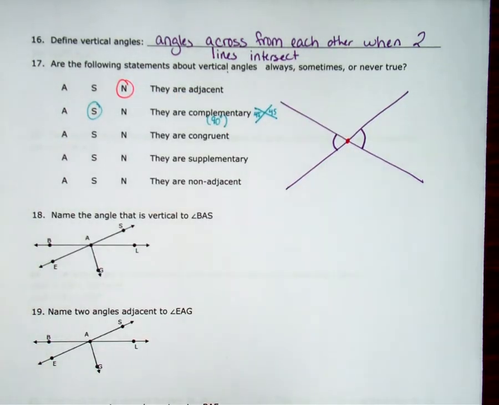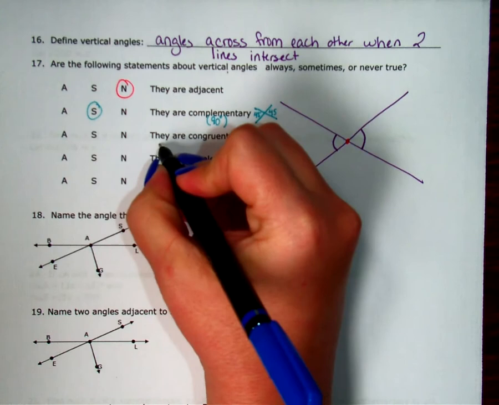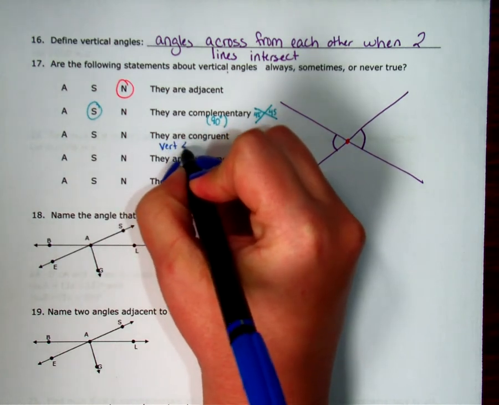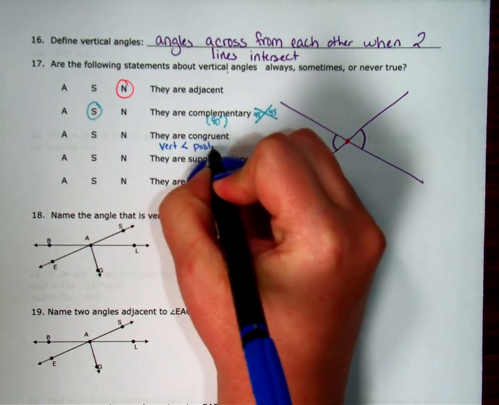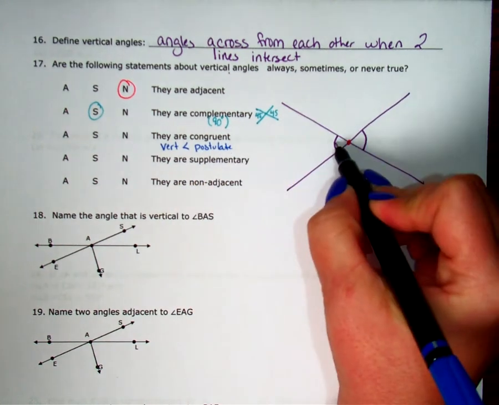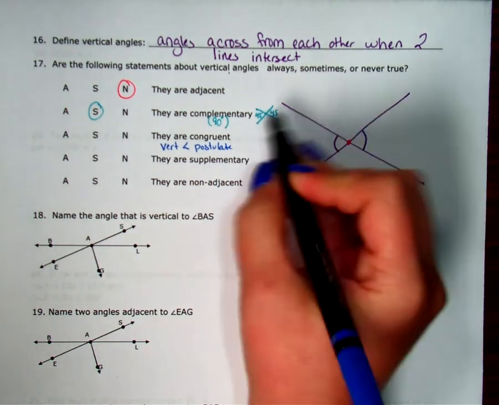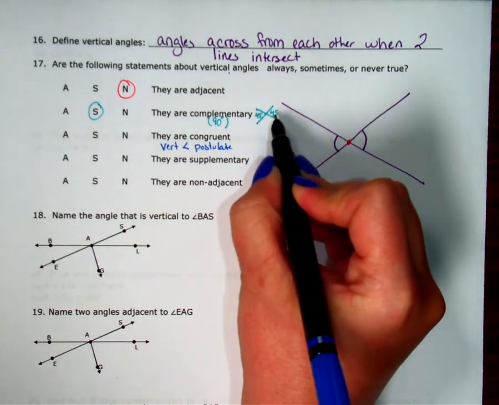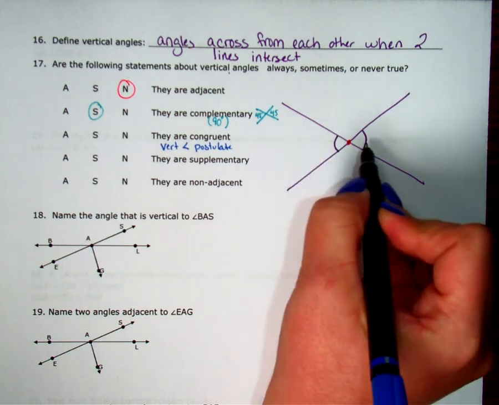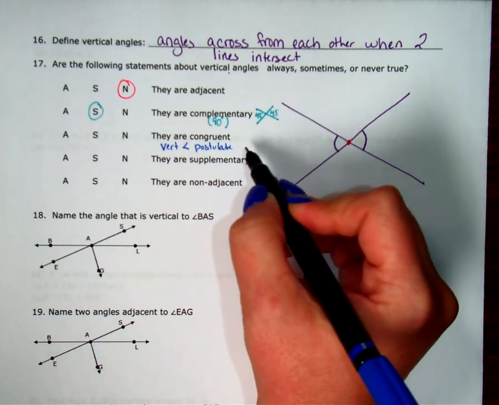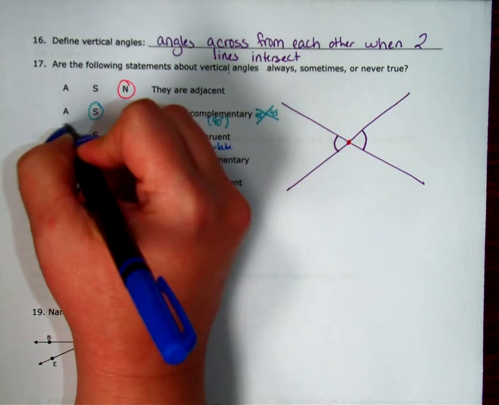Okay? They are congruent. That is the vertical angle postulate. Vertical angle postulate tells me that yes, these angles are always the same. If this one's 45, this one's 45. If this one's 80, this one's 80, right? So yes, that is always true.